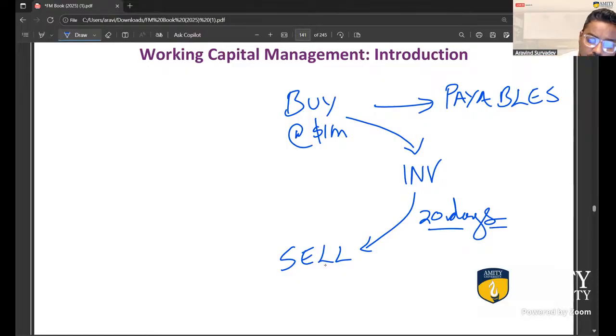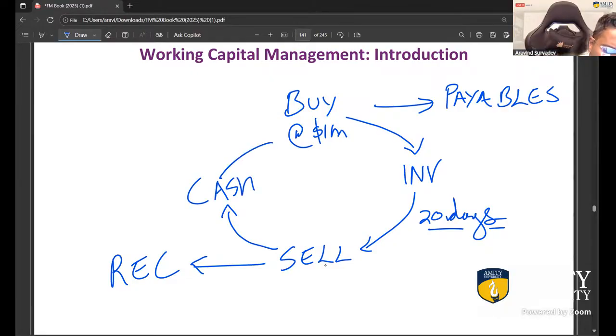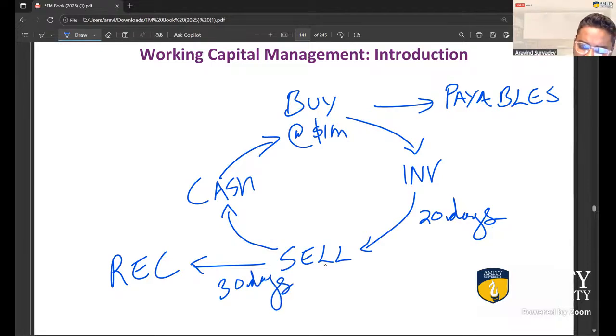Those 20 days, you're not getting any money. These are known as inventory days, right? Then you sell it. With the sales, we don't get cash immediately. It goes to receivables. Later only we get cash. When we get cash, it basically goes back to the whole buy equation again. So tell me this, the time it takes to receive money, let's say that is 30 days. So a total of 50 days then, 20 plus 30.